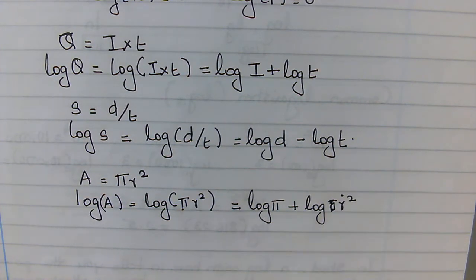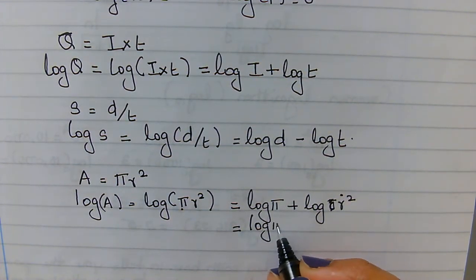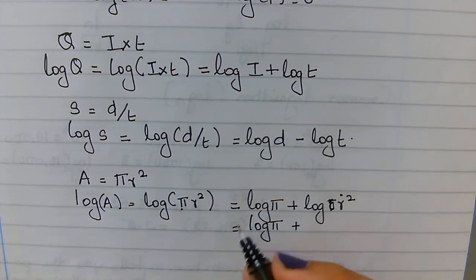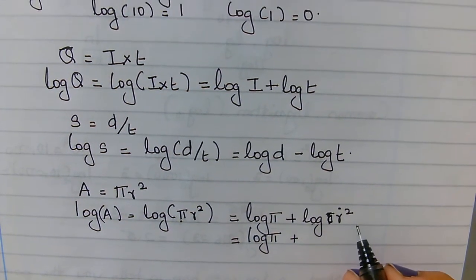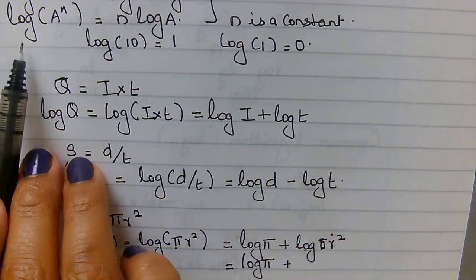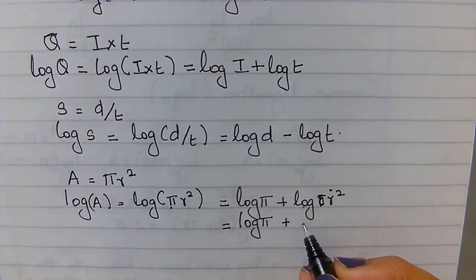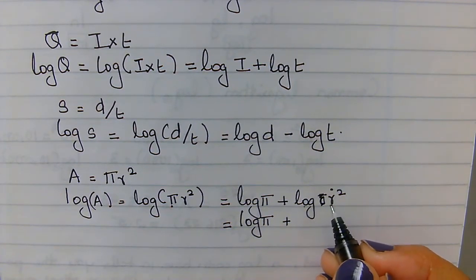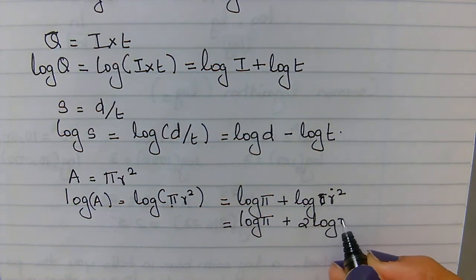r square. Now log pi is going to be a constant, so we can either leave it as log pi, or if you want you can say that as a constant, C. Log r square. Log r square is in the same format as log a raised to n. So that becomes n log a, which is 2 log r.